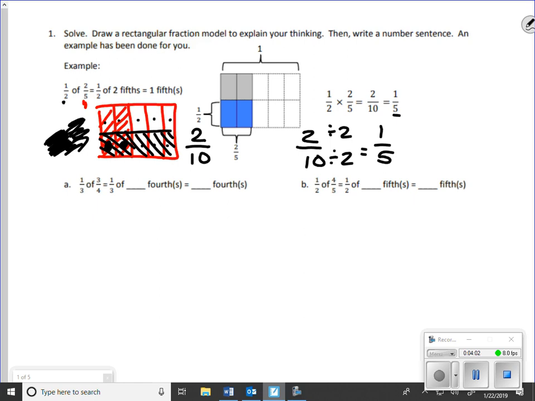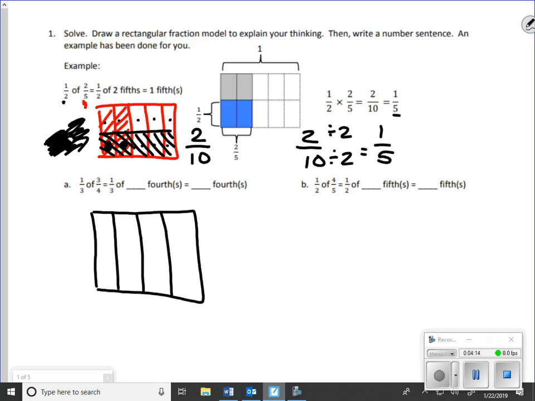1/3 of 3/4. I'm going to do my rectangular fraction model, and I'm going to put it into 4 sections. 1, 2, 3, 4. So 4 sections. How many of them am I going to color in? 3, because it tells me right there, 3/4. So I'm going to color in 3 of them. And I'm not fully shading, I'm just doing lines. Plus it's fast. So 3 out of 4.